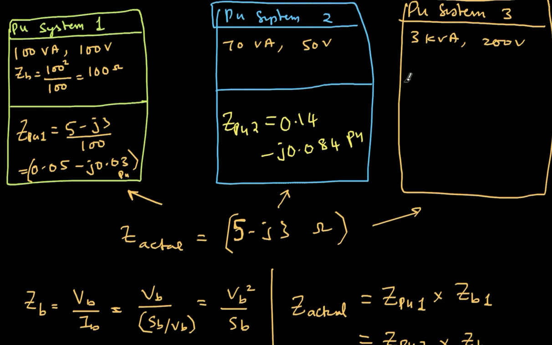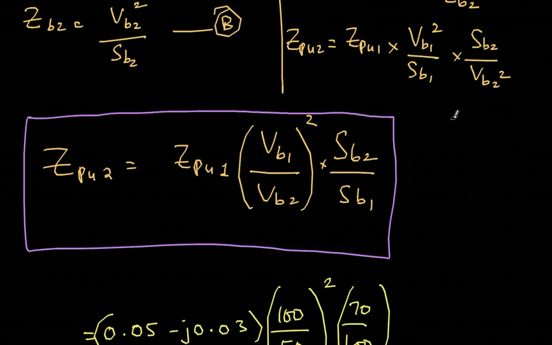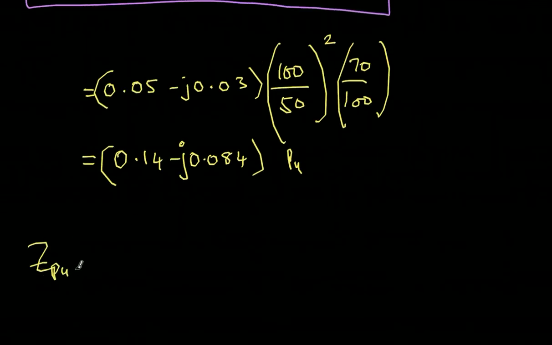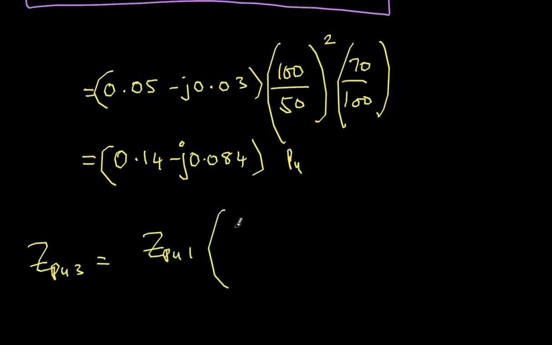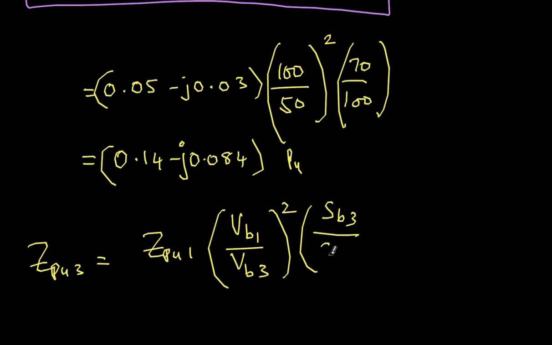So this way, given any per unit system, I can just transfer it and then I can find out what the value is. So for this Z per unit, just by generalization, Z per unit 3 will be Z per unit 1 multiplied by, I'm sorry, first V base 1 by V base 3 whole square into S base 3 by S base 1. So this is the calculation I like to do. So I have everything. I just have to change certain quantities.